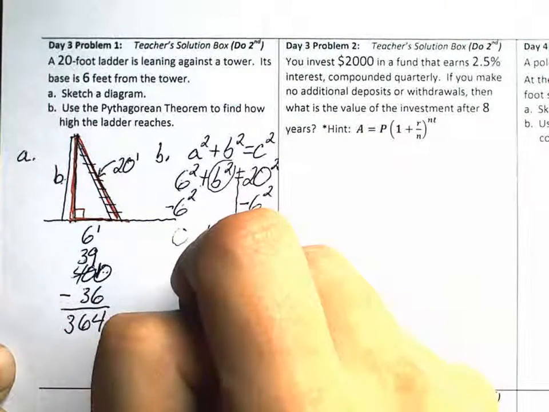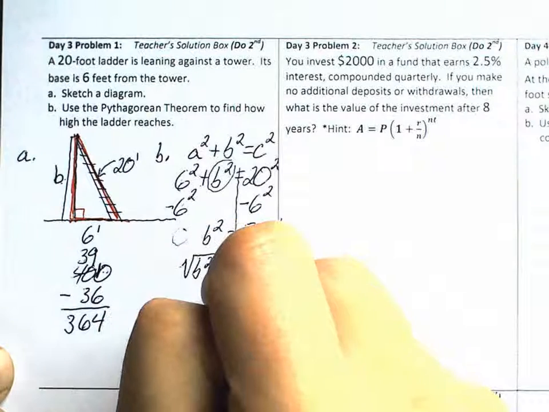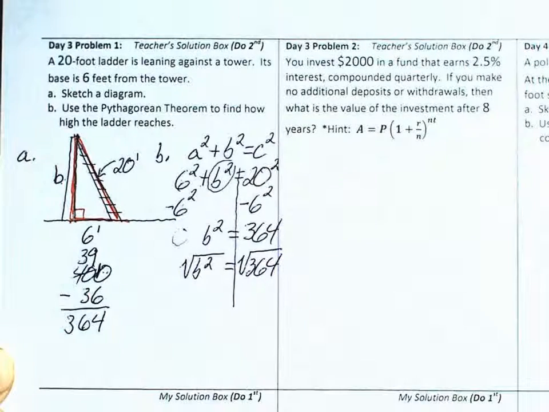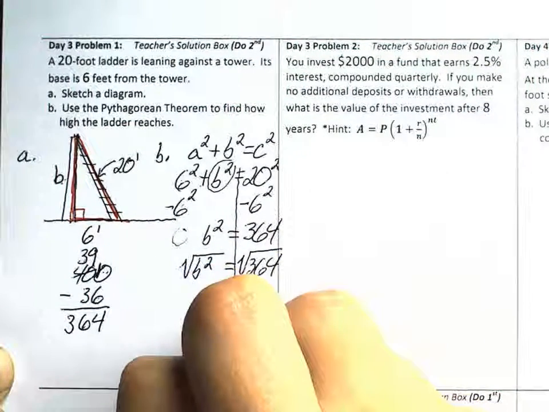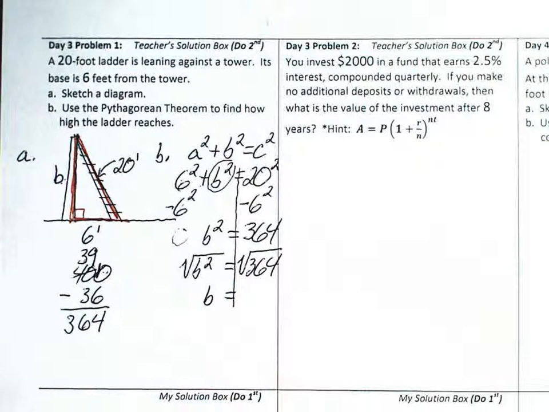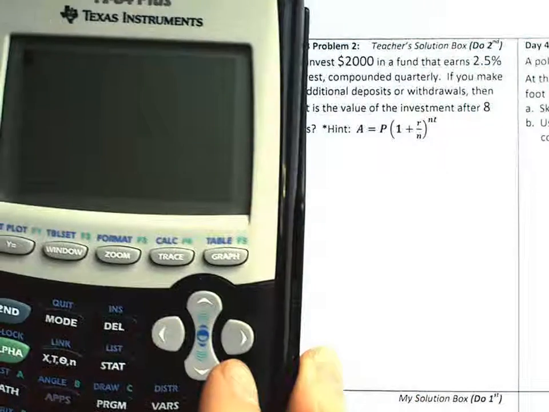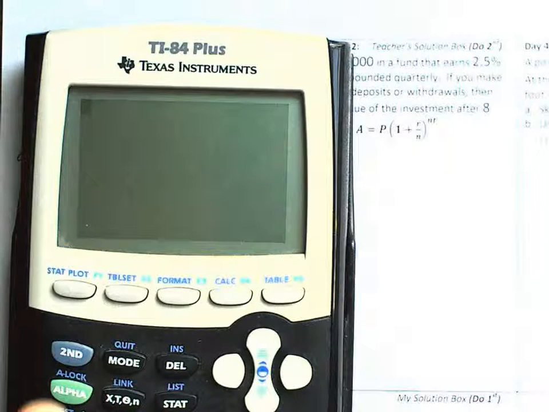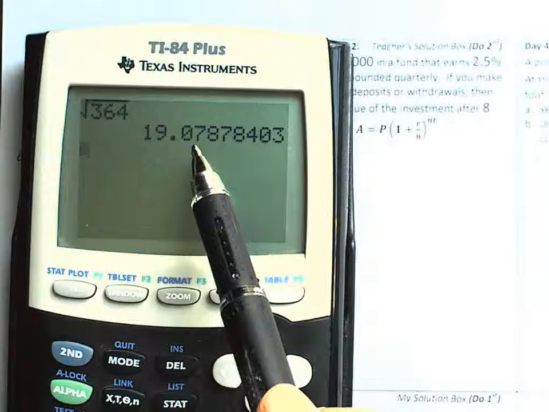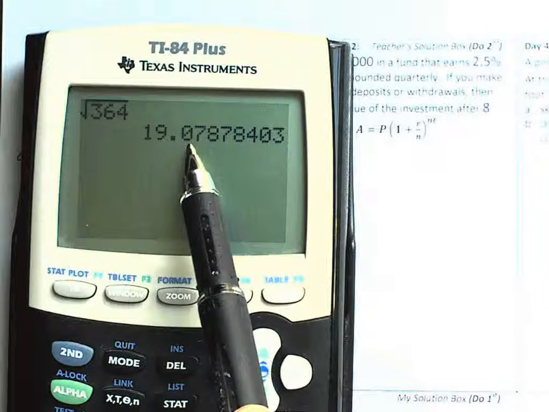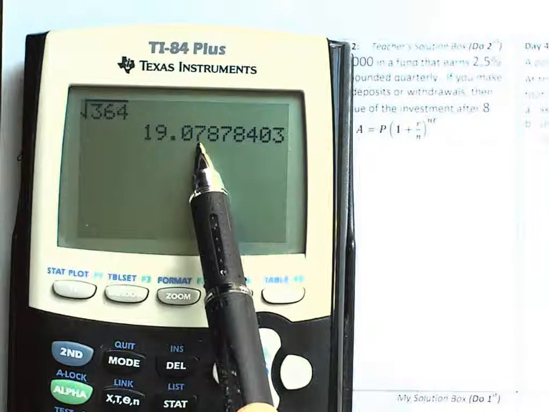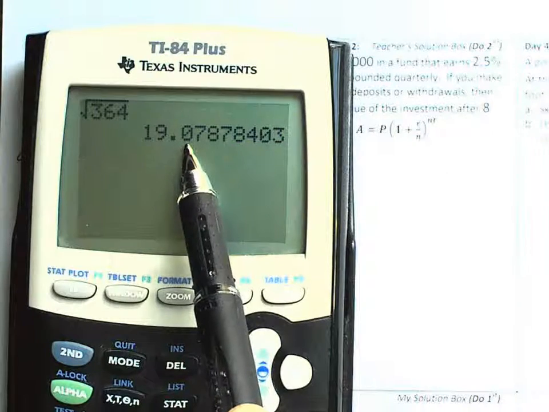Now let's solve for b. The square root of b squared is equal to the square root of 364. The square root of b squared is b. Now what is the value of the square root of 364? I'm going to take a calculator and figure out the square root of 364. 19.07. If we round off to 1 decimal place, let's look and notice that the next spot over is 5 or higher. That means we round this up. 19.1.